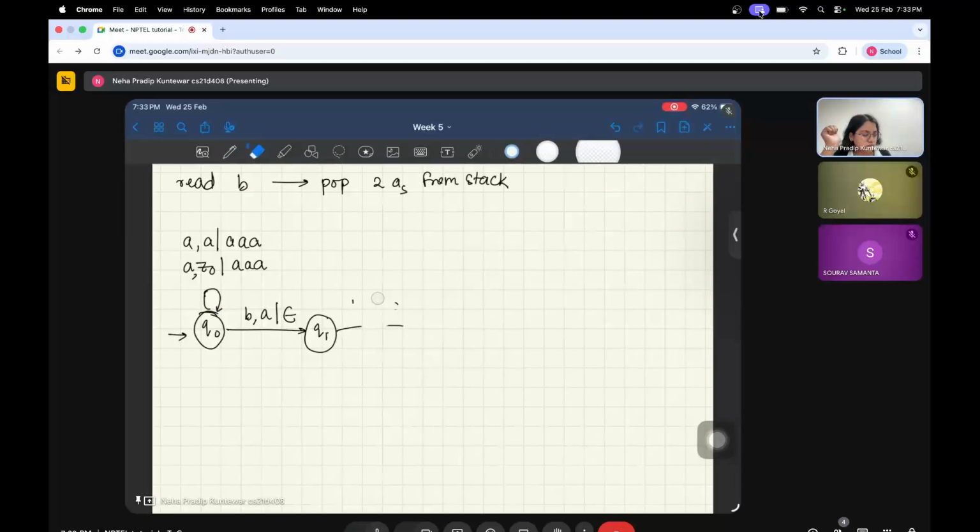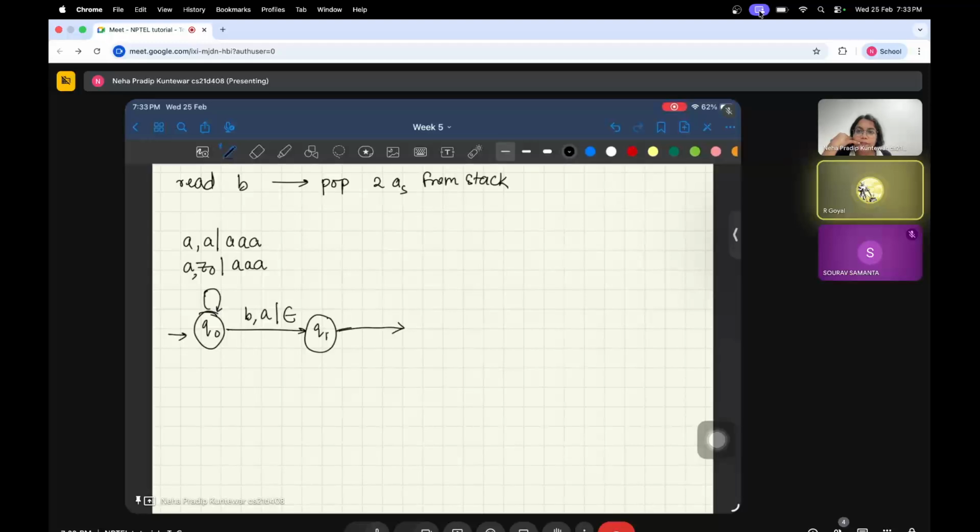Okay, I think this is what you meant, right? Without reading anything, you want to perform an operation. Yes. So if you implement the other logic, that would be A comma Z naught. So I push, and instead of writing three A's, that would be simply A. I'm pushing all the A's into the stack. And then when I read B comma A, instead of epsilon, I will keep that A as it is.